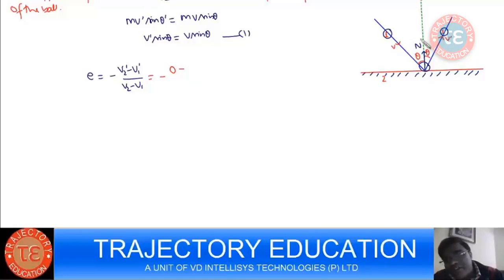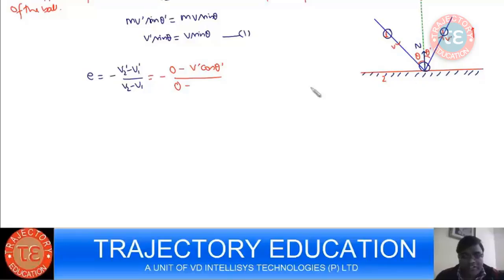This is the first body. See, the line of force is lying along the vertical direction. The two bodies, that is ball and the surface, interact along this direction. Right? So when I take V1 dash, that is velocity of the first body after collision, I'll take the component of this velocity along the line of force, that is V1 cos theta dash. Since it is lying in upward direction, I am taking it as positive. So it is V dash cos theta dash. And V2 is 0.